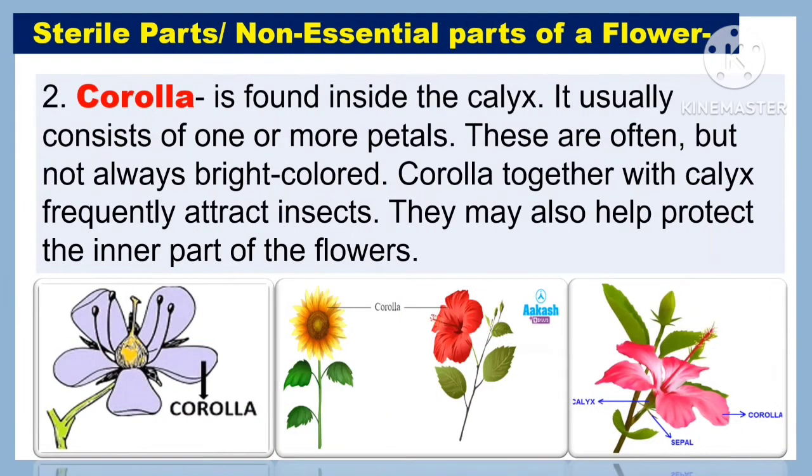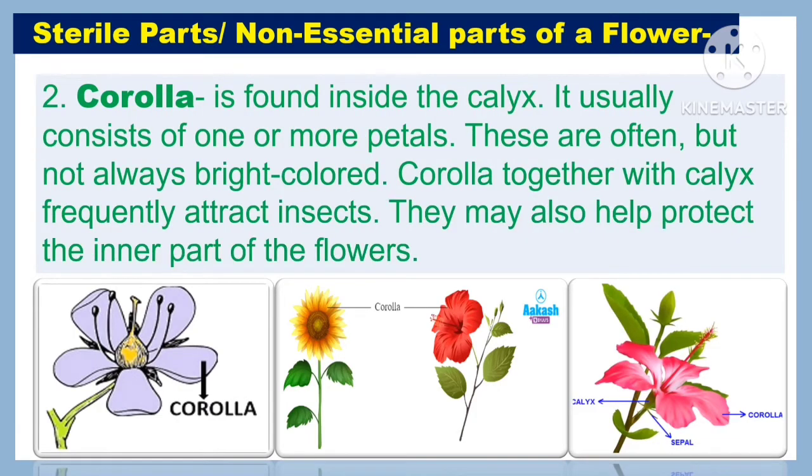Another non-essential part of the flower is the corolla. It is found inside the calyx. It usually consists of one or more petals. These are often but not always bright colored. Corolla together with calyx frequently attract insects. They may also help protect the inner parts of the flower.